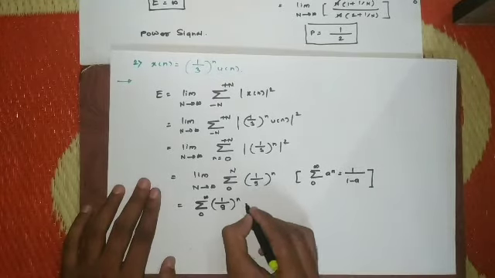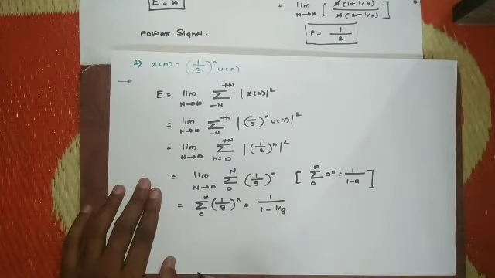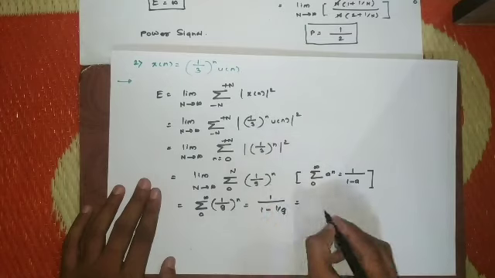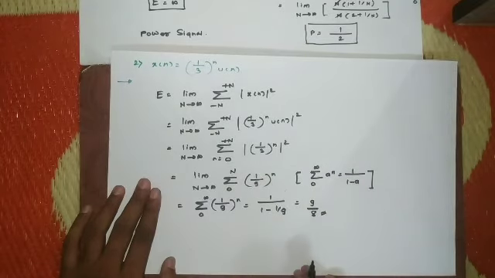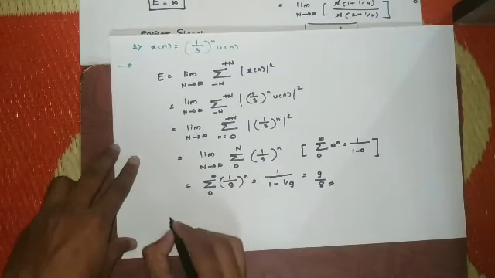Now the simplification: 1 upon 1 minus a is nothing but 1 by 9. So if you simplify this term, 9 minus 1 is 8 and this 9 goes ahead, we'll get energy as 9 by 8. That means energy is finite. Now if energy is finite, let us come across power.